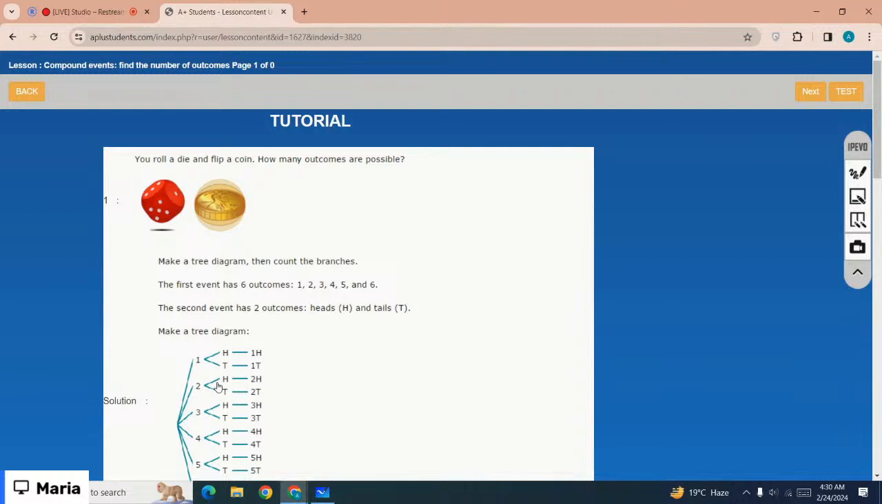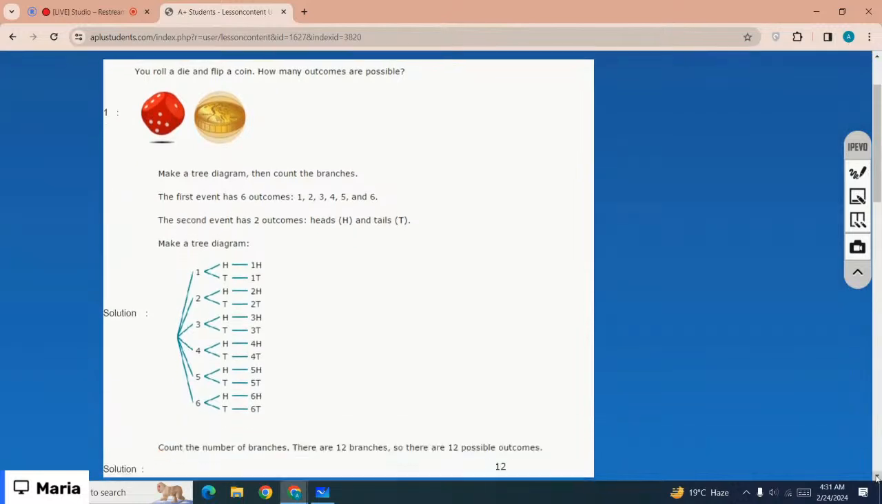Basically, when we have to calculate the outcomes of the compound event, you have to calculate the outcomes of both the events, and then you have to multiply them. Just look at this example. You roll a die and flip a coin. When we roll a die, we know that we have 6 outcomes, right? And when we flip a coin, we have 2 outcomes. So the total outcomes for these two events is 2 times 6, and the total outcomes are 12.